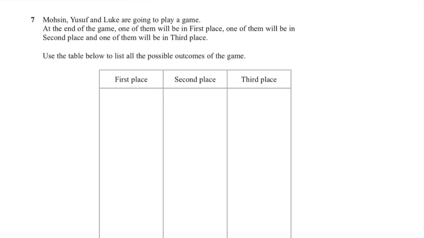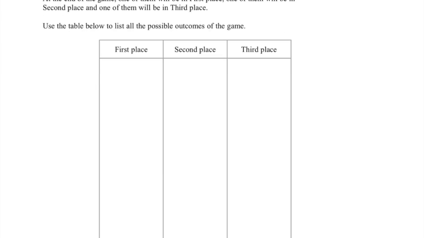Question 7. Moshen, Yusuf and Luke are going to play a game. At the end of the game, one of them will be first place, one of them will be second place, and one of them will be third place. Use the table below to list all the possible outcomes of the game. The first possible outcome is Moshen finishes first, Yusuf finishes second, Luke finishes third. Second possible outcome is Moshen finishes first, Luke finishes second, and Yusuf finishes third.